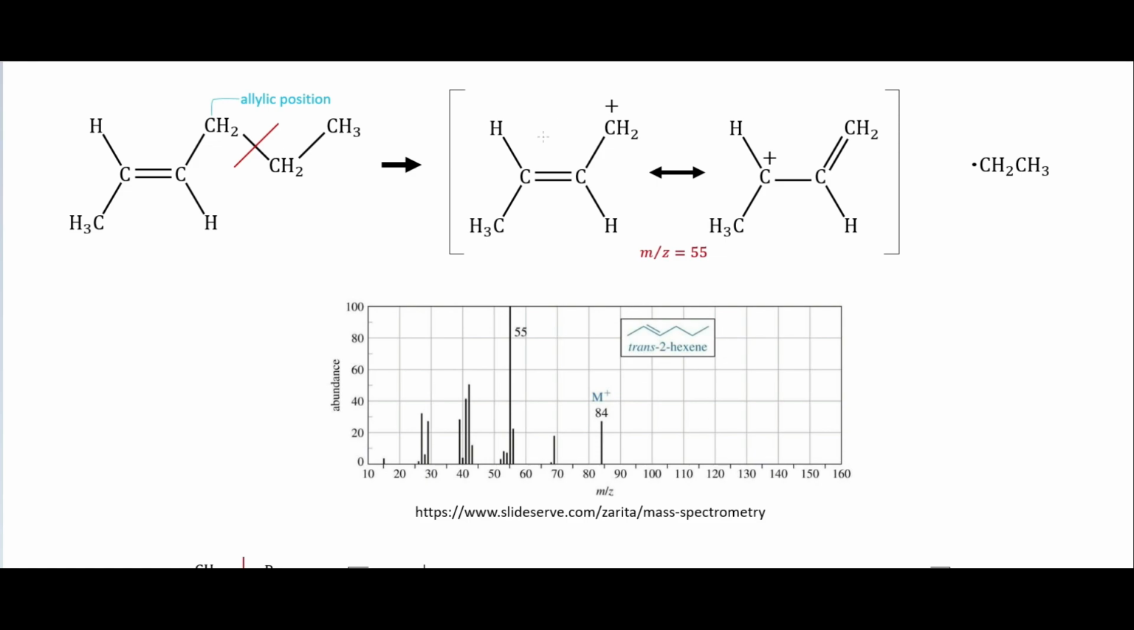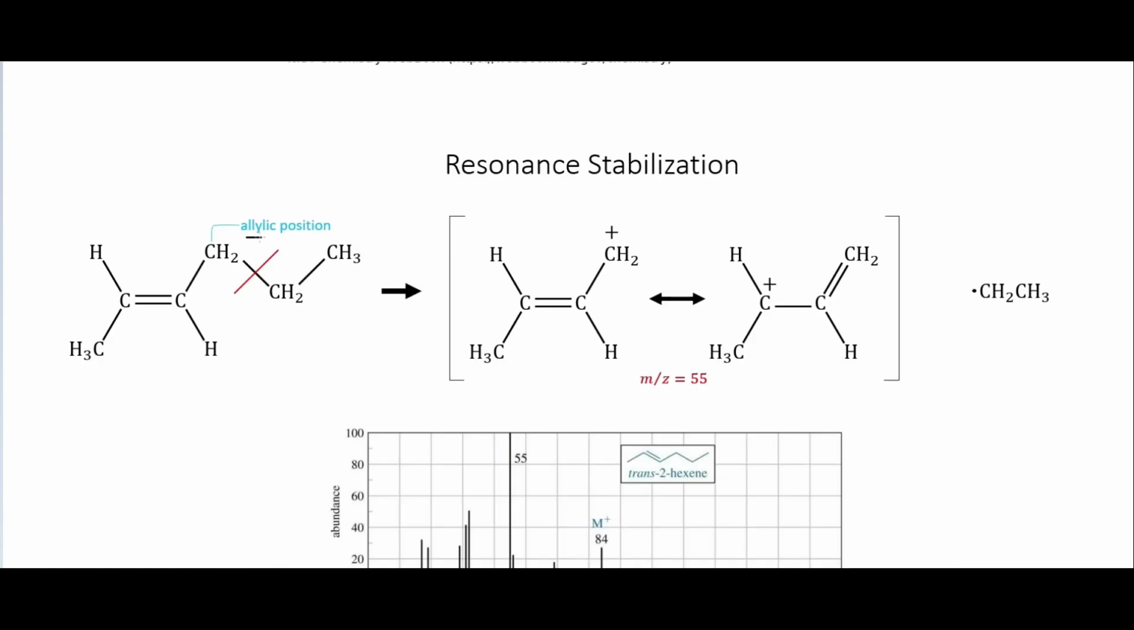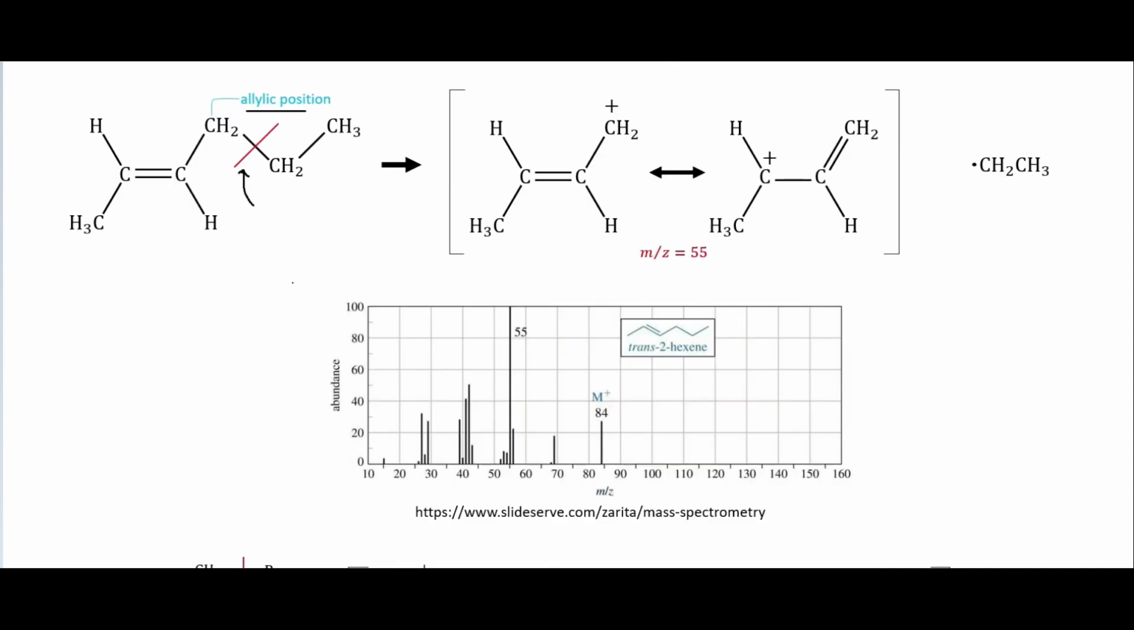If we look at this trans-2-hexene here, we have an allylic position. It's going to break at this point a lot more often. That's because we have this resonance stabilization here at M over Z of 55. And so we see in the spectrum for it that the M over Z of 55 is our base peak. That is what we would expect because that's going to be the most stable fragment that we get from it. And this one, luckily, we do have a molecular ion actually showing up here. Like I said, that's often not going to be the case, but it's really nice if it is.